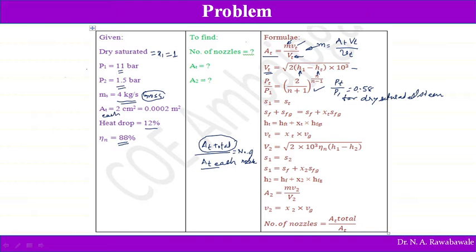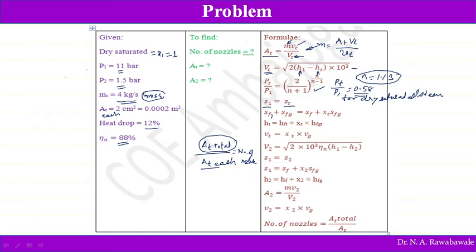Yesterday, in the previous problem, we were using superheated steam, that's why this ratio was 0.546. Now here we are using dry saturated steam, therefore this ratio is 0.58. So for this n value we substitute n equal to 1.13. If we substitute n equal to 1.13 in this equation, we get Pt divided by P1 as 0.58. Then from this we can find the entropy at inlet, and equate it to the entropy at throat.